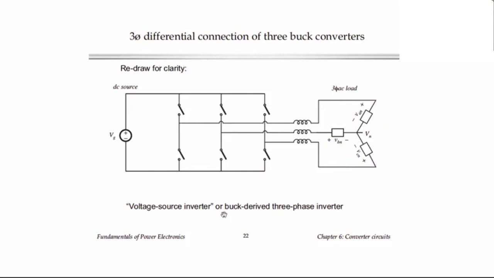If we want to build a motor drive, we might replace this whole network with, say, a three-phase induction motor. The inductors become the inductances of the windings, and there will also be filtering from the inertia of the load. But effectively, we have a three-phase AC load that is connected differentially across the outputs of the three buck converters.